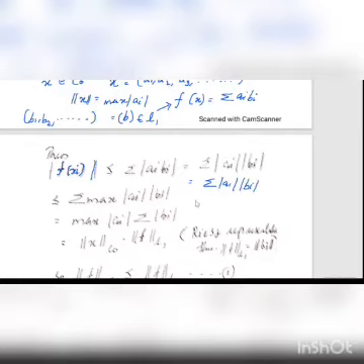Now we can replace this with the maximum of mod ai, that is less than or equal to maximum of mod ai into sigma mod bi. Now you can take this maximum outside. Maximum of mod ai we have defined as norm of x at c0. So I'm writing this norm of x at c0 into sigma of mod bi.